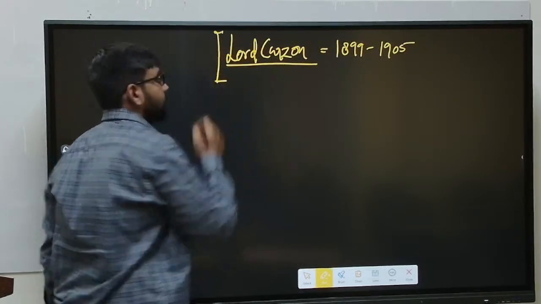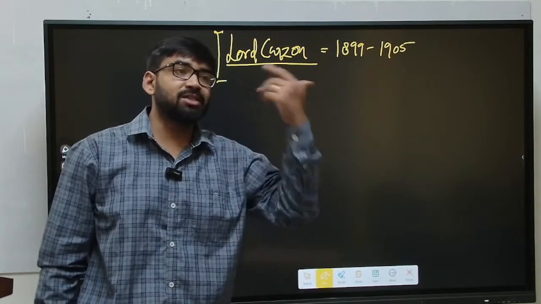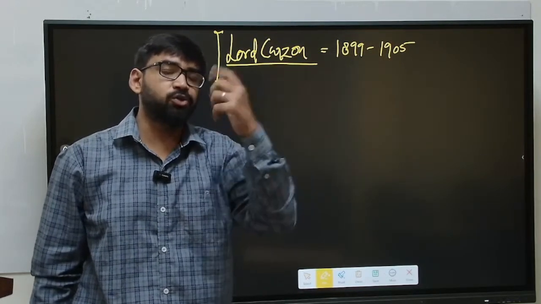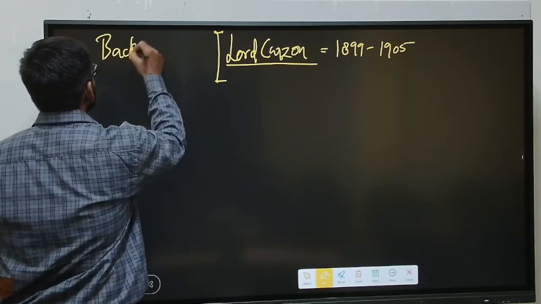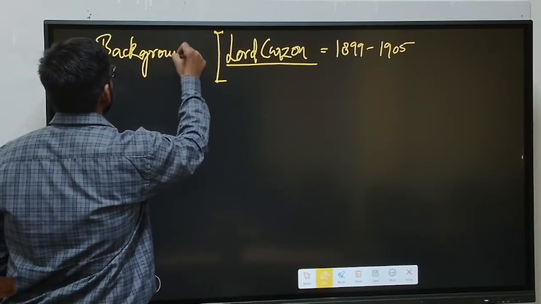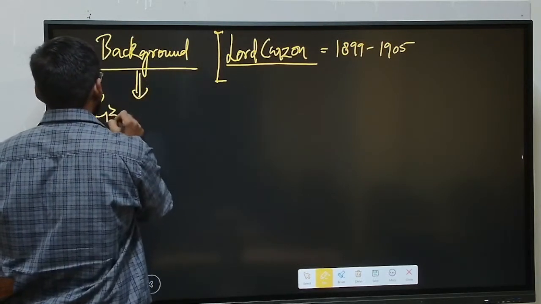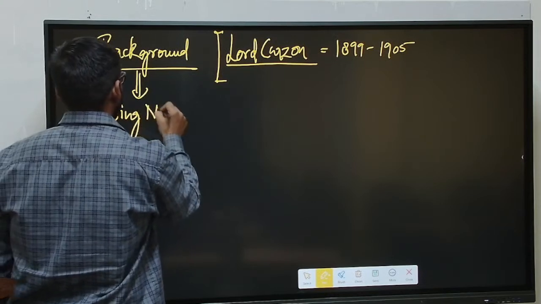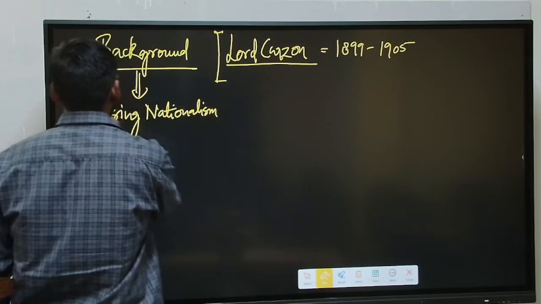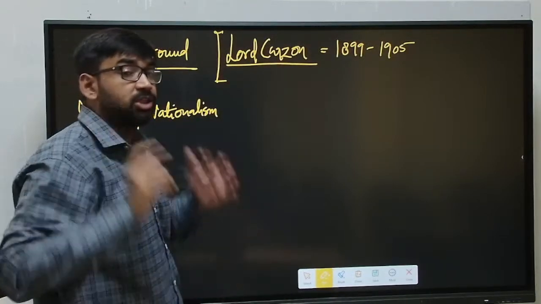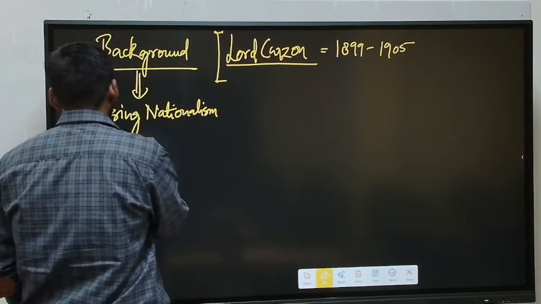So what was the background in which he was assigned as a viceroy of India? The background was rising nationalism in India. This was the background. The second challenge at that time for the Britishers was the emergence of youth.